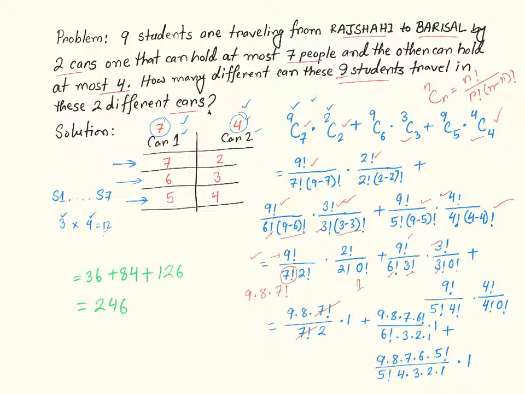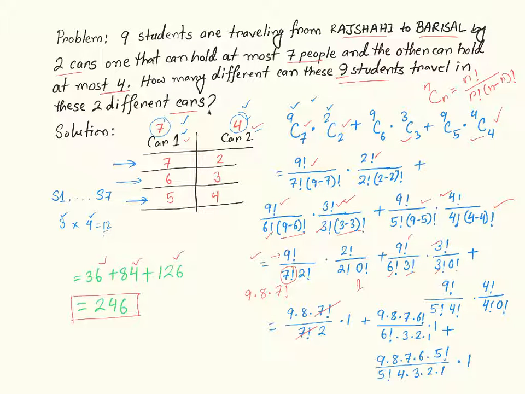Okay, and if I do all these calculations, I get 36 plus 84 plus 126. That, by the way, gives me 246. So that means there are 246 different ways this traveling can happen by using these two cars, where the first car can hold at most 7 and the second car can hold at most 4, and the number of students who travel in these two cars is 9. Okay, so that's what it is.